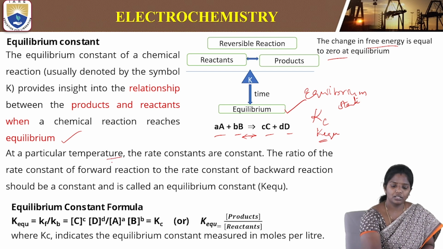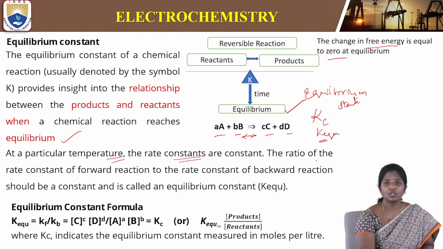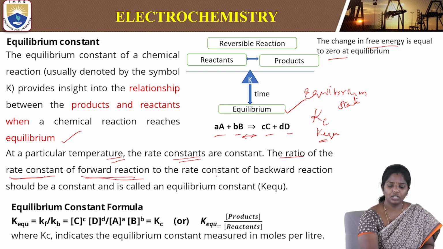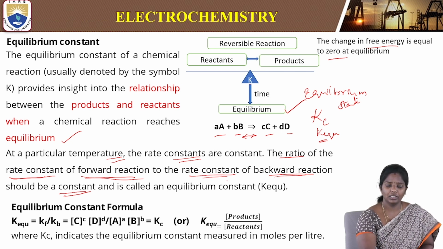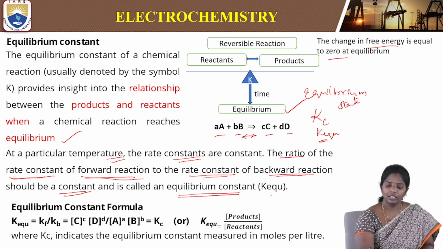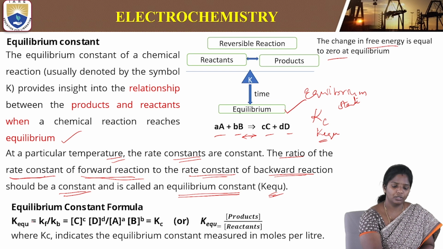At a particular temperature, rate constants are constant. So the ratio of the rate constant of the forward reaction to the rate constant of the backward reaction should be a constant, and that is called the equilibrium constant, represented by KEQU. It is given by a formula: KEQU is equal to forward divided by backward.